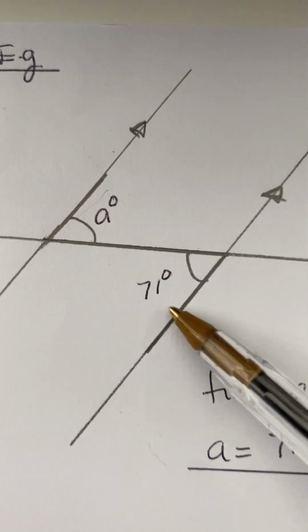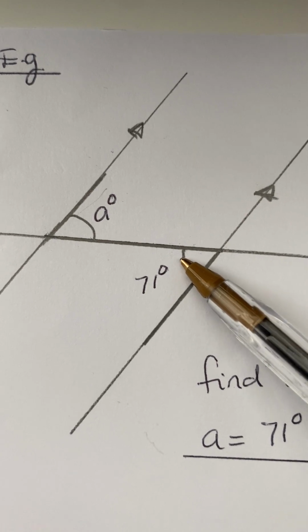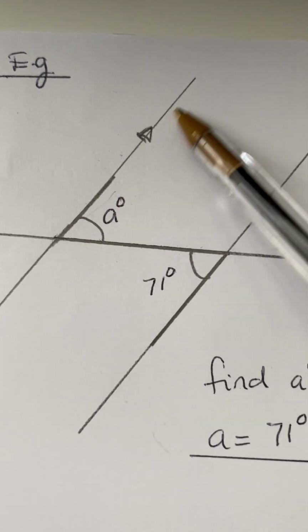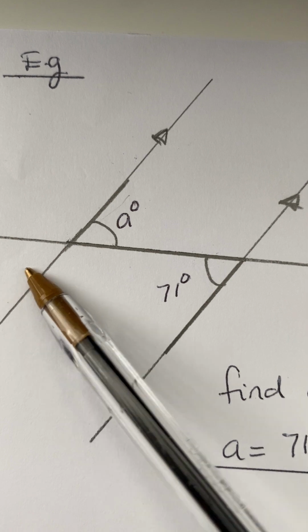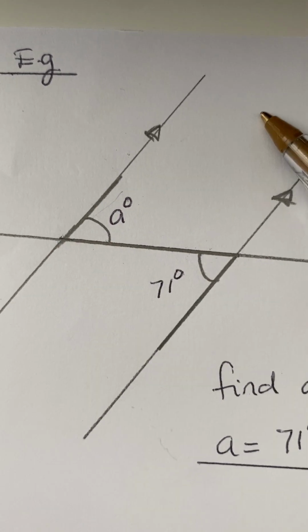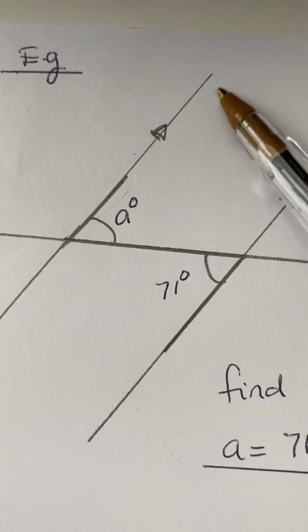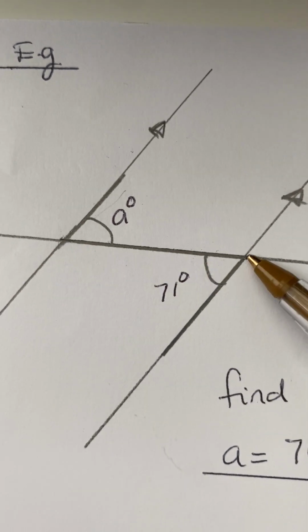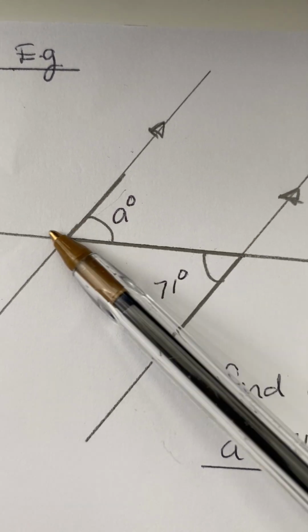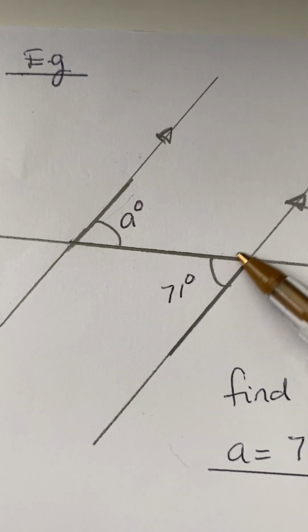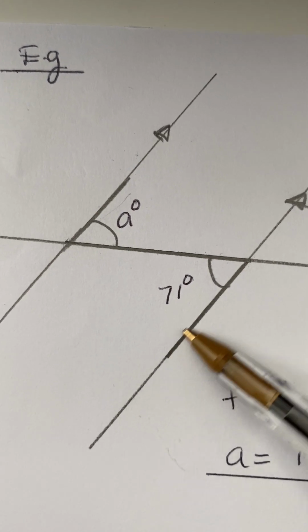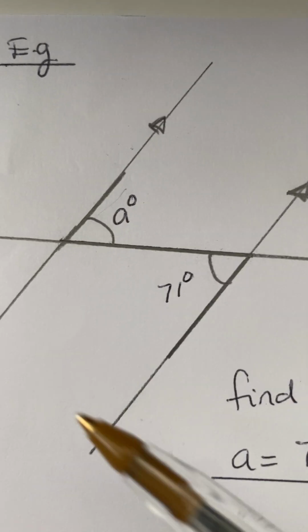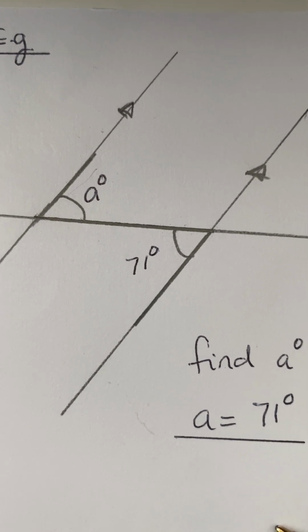This angle, 71 degrees, will be equal to A, because they are parallel. Assuming they are not parallel, then we have to use a different concept, but these ones are parallel. So using alternate angles, or Z, and if you can't remember the name, remember the figure Z, you know that this angle A equals 71.